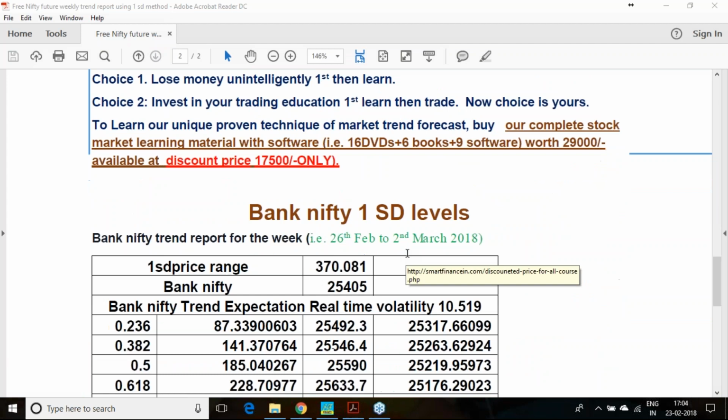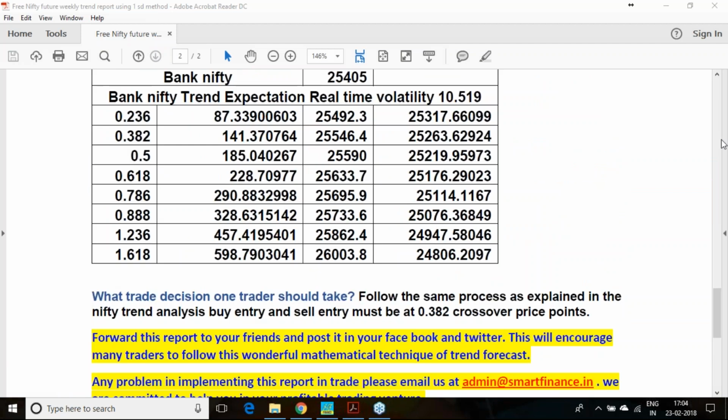You can follow the same way for Bank Nifty. However, for Bank Nifty there is only a small deviation. Make the entry at the 0.382 level, which is 25,546 above, where you can buy, or 25,264 below, where you can sell. If you are buying here, you must hedge it with one 25,500 put option. If you are selling here, you must hedge it with one 25,300 call option.